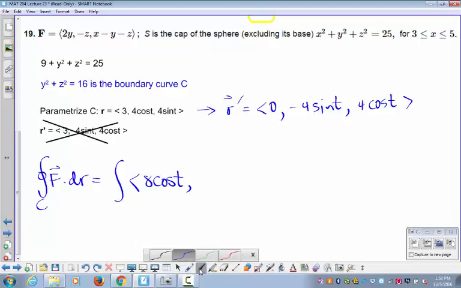comma, minus z, that's going to be negative 4 sine of t, comma, x minus y minus z. We dot that with r prime, and then we integrate with respect to t.